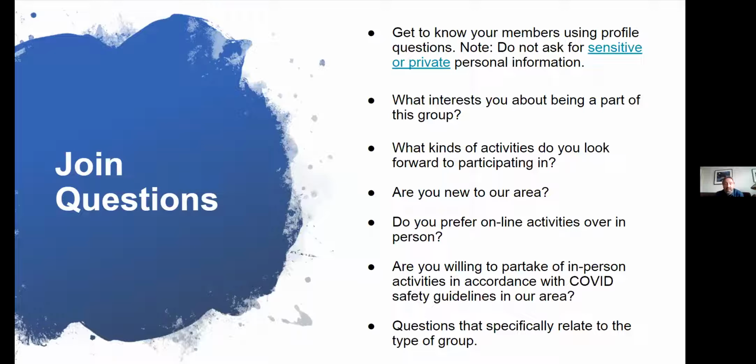When you set up your meetup group, you actually can list questions that you would like your prospective members to answer when they join. This is really, really important. The more you learn about why people chose to join your group, the more opportunities to engage with them. It also can help you shape your group's activities in the future and influence some of the choices you make, knowing why people join the group. And you won't know why they join the group unless you have join questions.